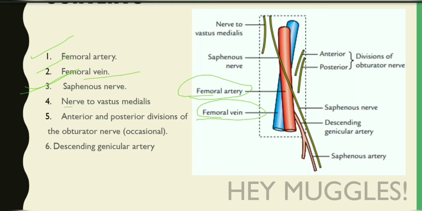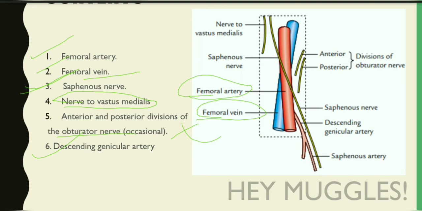Then we have the nerve to vastus medialis. It supplies your vastus medialis muscle. Then we have anterior and posterior division of obturator nerve. It is present occasionally, and obturator nerve is the nerve of your medial compartment of thigh. Then we have descending genicular artery, which is a branch of your femoral artery. So this was all about the contents of the adductor canal.